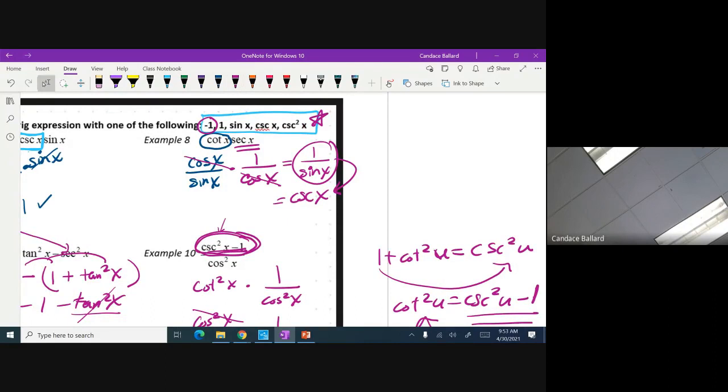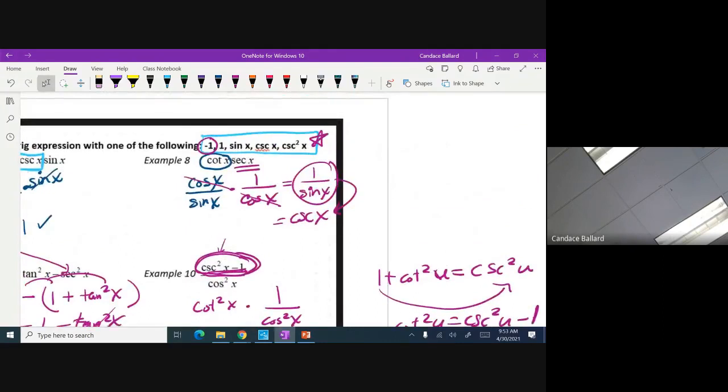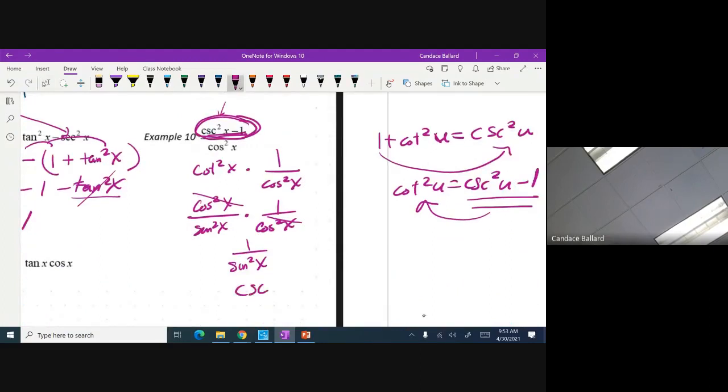What do you guys think? Which one? I got 1 over, it was cosecant, right? No, 1 over sine squared. There you go. Good job. All right, nobody in the chat's guessing. So it would go back to the reciprocal, right? The reciprocal of sine is cosecant, so it'd be cosecant squared x.